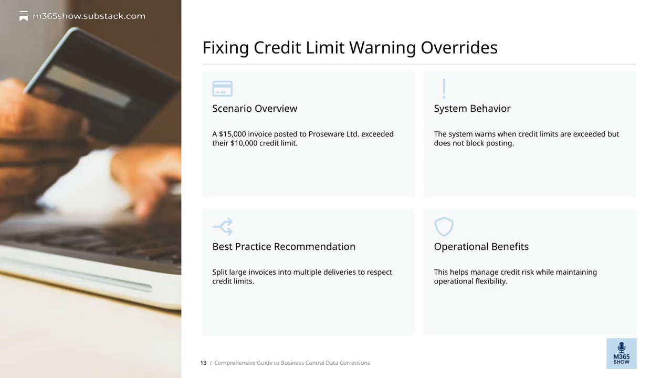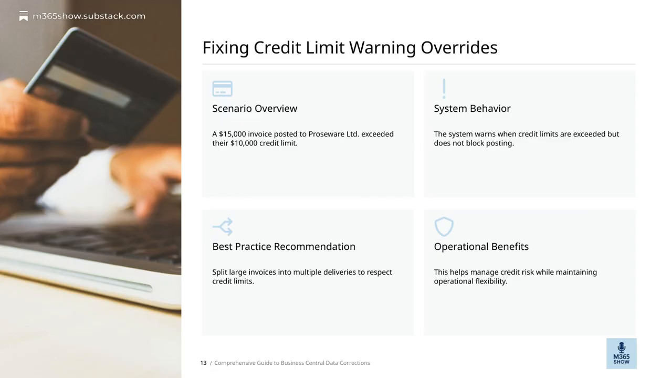Let's take a closer look at fixing credit limit warning overrides. This slide is part of our comprehensive guide to data corrections in Business Central. As you can see, managing credit risk effectively while still maintaining operational flexibility is key. One of the ways we do this is by splitting large invoices into multiple deliveries, which helps us stay within credit limits without halting business processes.